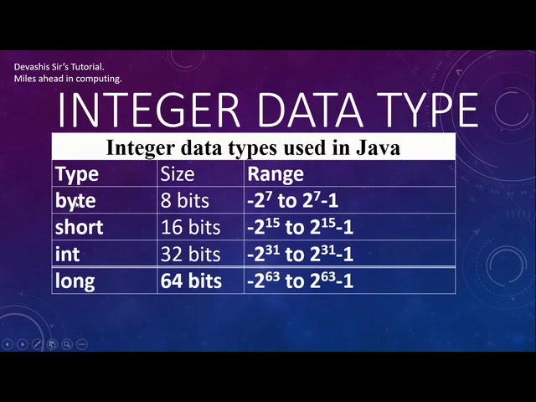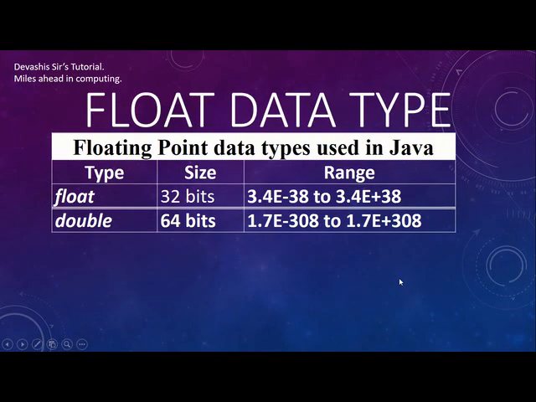So first one is obviously byte, which is used to represent numbers ranging from minus 2 to the power 7 to 2 to the power 7 minus 1. It's of size 8 bits. You have to learn by heart, because you will get questions like this. What is the largest possible number that can be stored in short data type? So it will be 2 to the power 15 minus 1. Similarly, what is the smallest possible number that you can store in int data type? That is minus 2 to the power 31. Similarly, what is the largest possible number that you can store in long data type? You have to tell that 2 to the power 63 minus 1. So that is how we tell.